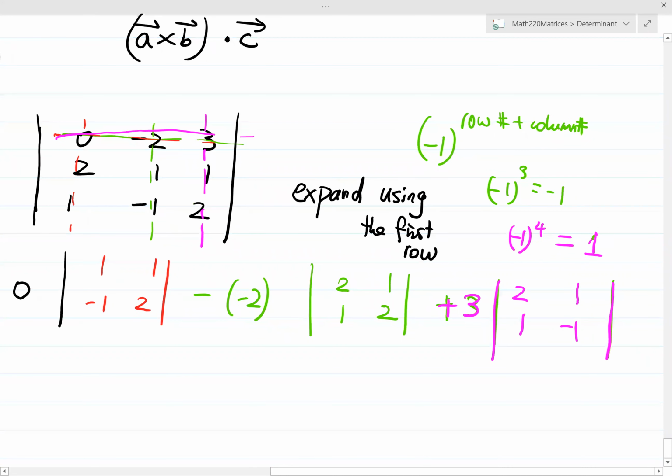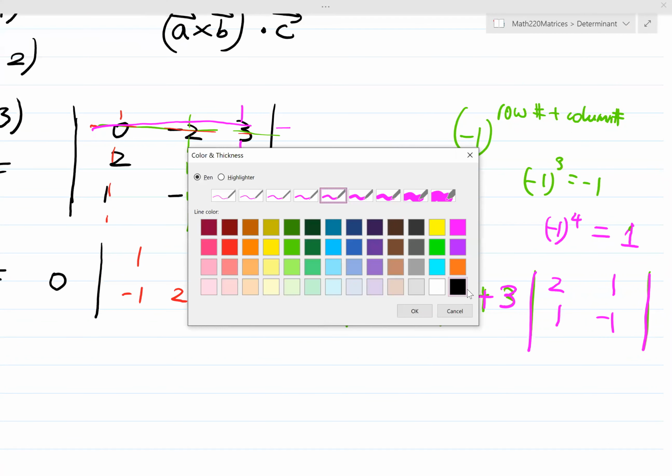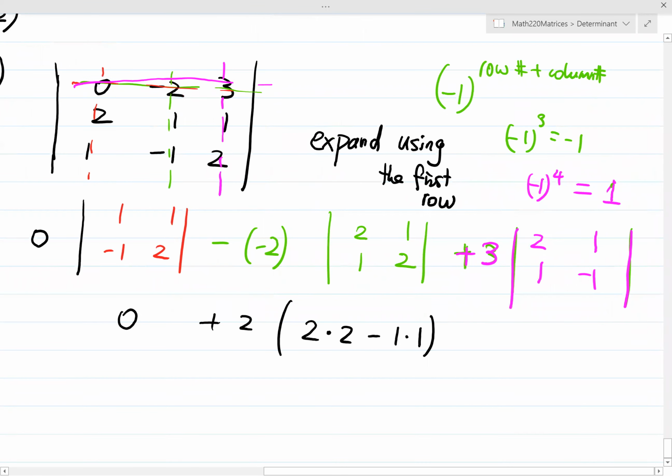A 2 by 2 determinant we already defined. So the first term, 0 times anything, equals 0. Then -2 times the 2 by 2 determinant, cross multiply: 2 times 2 minus 1 times 1. And then plus 3.